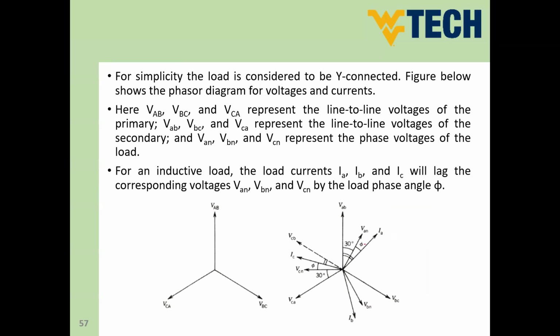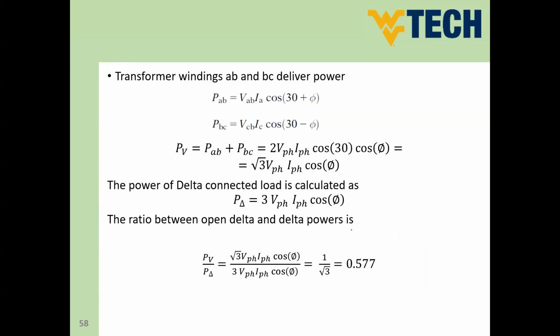So if you assume that you have inductive loads and this is VAN, we would have IA here lagging this by angle phi. And here this is the phase shift between the equivalent phase in case of Y connection. Okay, and this is the line voltage. The transformer windings AB and BC deliver power. These powers are power AB and power BC.